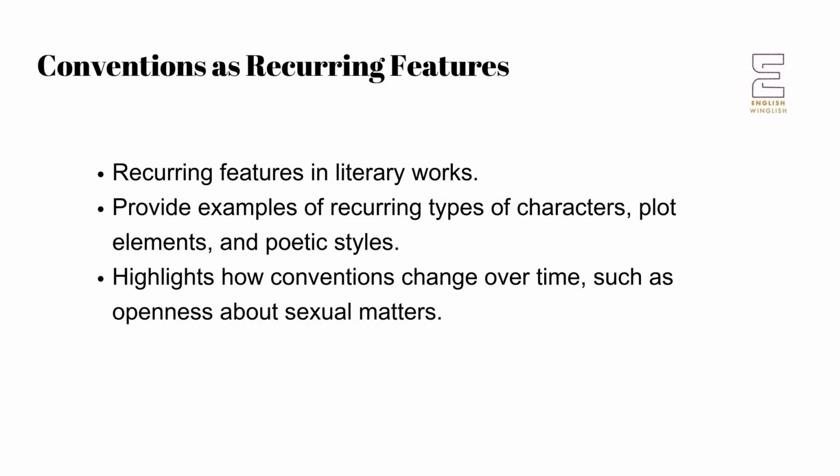Conventions as recurring features. Another aspect of conventions in literature involves their recurrence as conspicuous features of subject matter, form, or technique. Literary works often contain recurring types of characters, turns of plot, specific forms of versification, or particular kinds of diction and style. For example, the Elizabethan braggart soldier, the languishing heroine of Victorian fiction, and the sad young men depicted in 1920s Lost Generation novels are all conventions of their respective literary eras.